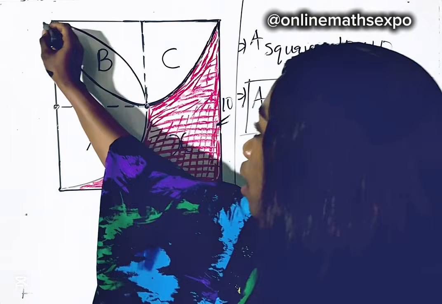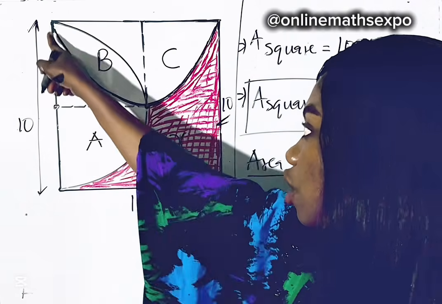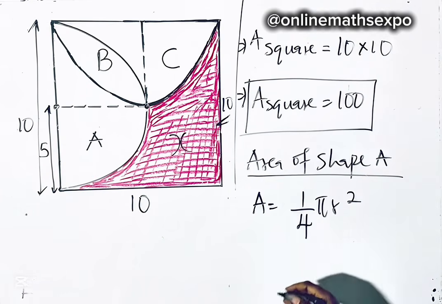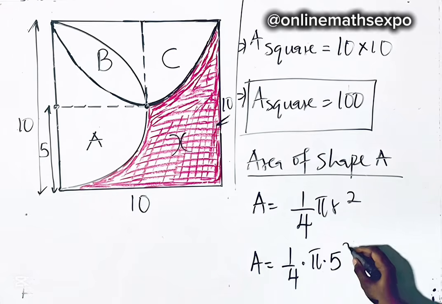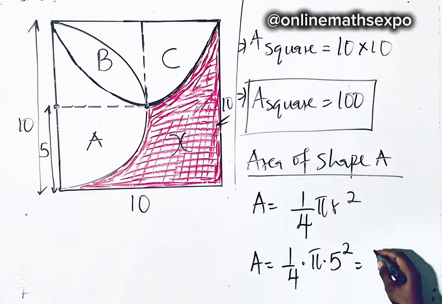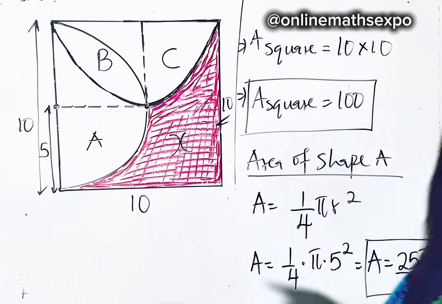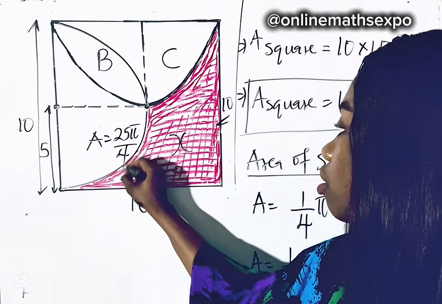Now how do you get that? Remember that this total length is given as 10 units, and this line has divided it equally, so it means from here to here is going to give us 5 units. In that case, the area will be 1/4 times pi multiplied by our radius, which is 5, so we have 5 squared. When you work this out, 5 squared is 25, so we have 25 pi divided by 4. So this has given us the area of this quarter circle, which is 25 pi divided by 4.